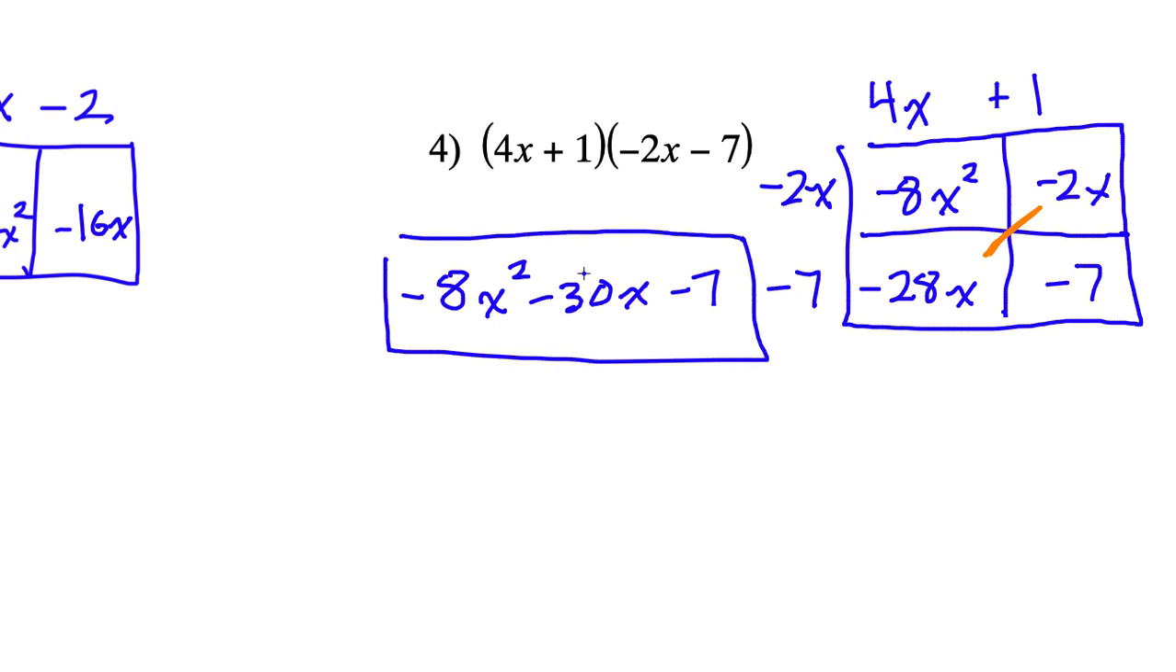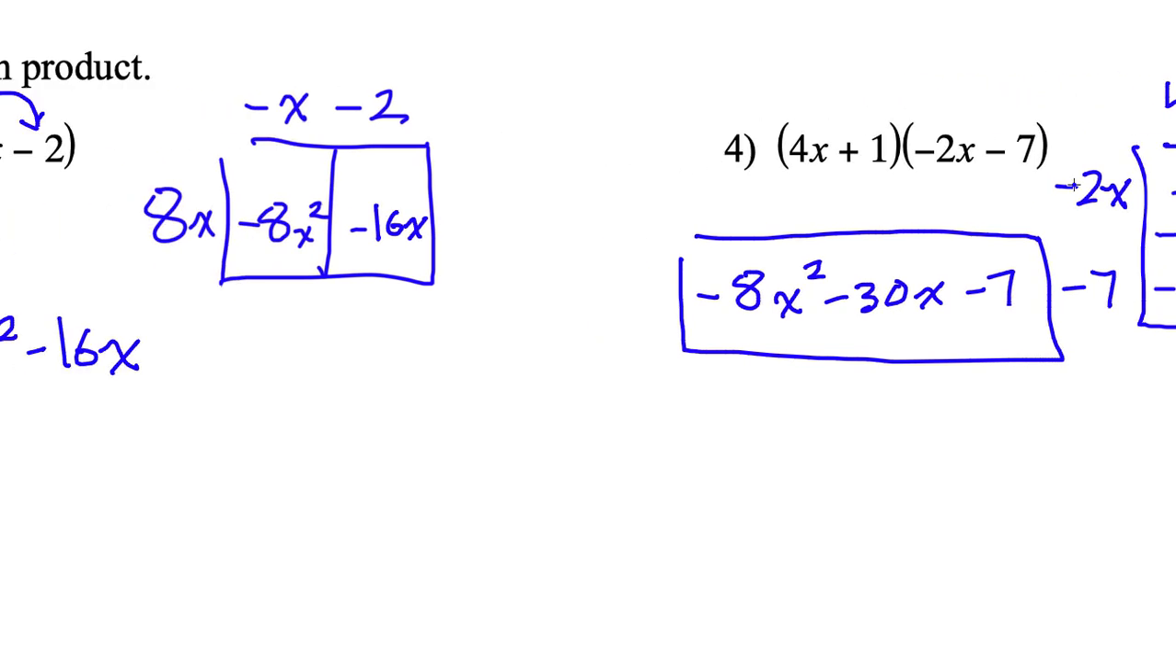Again, that negative 30x came from the negative 28 and the negative 2. I add everything in the general rectangle. Go back to the other one. Number 3? Yeah, here's number 3 again.